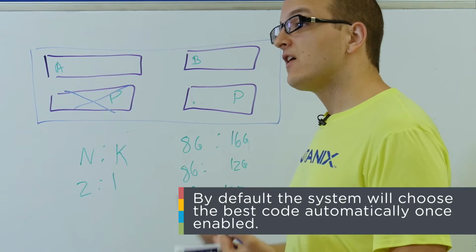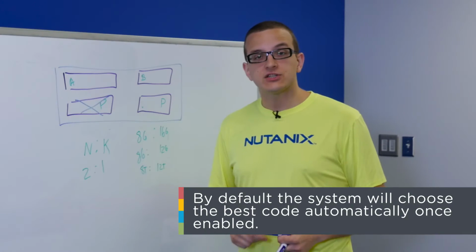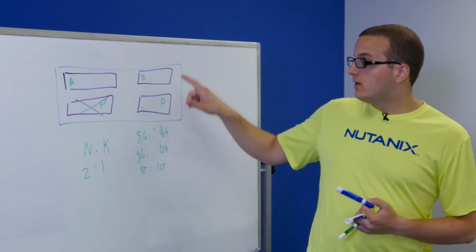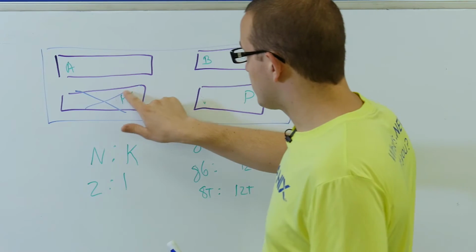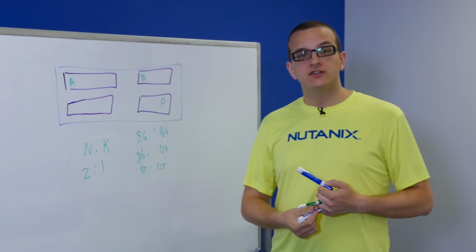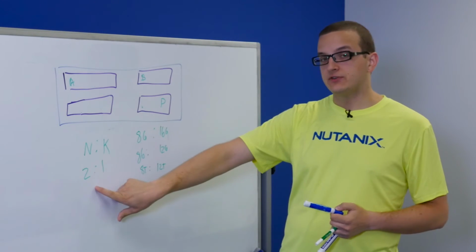Now, the system makes this very easy to enable and use. You actually just turn it on the container, and we will choose the best erasure code. So if you have a 4-node cluster here, let's bring this node back online now, we will automatically turn on erasure coding at a 2-to-1 ratio.